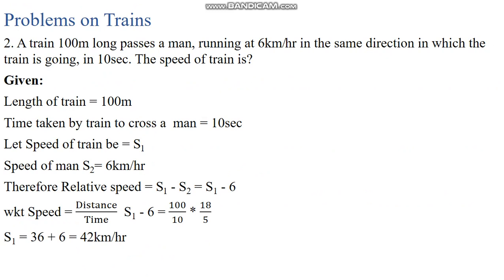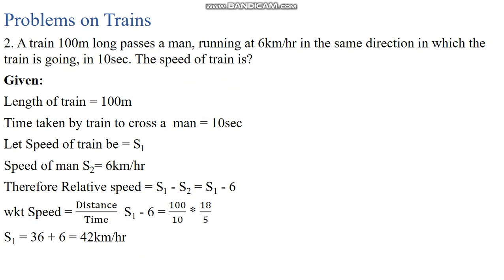Let us name the speed of the train as s1 and the speed of the man as s2. We know that if two objects are traveling in the same direction, then their relative speed is given by the difference of their individual speeds, which is s1 minus s2. We don't know the value of s1, that we need to calculate here. Then s2 is equal to 6, that is nothing but the speed of the man who is running in the same direction.